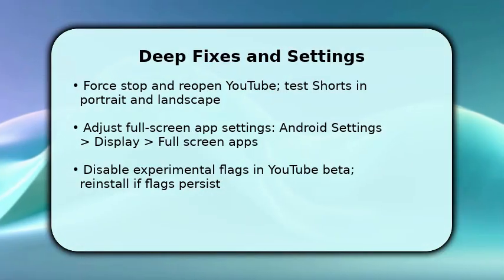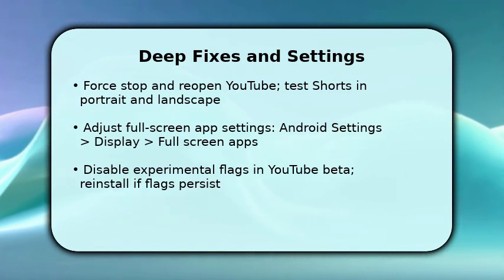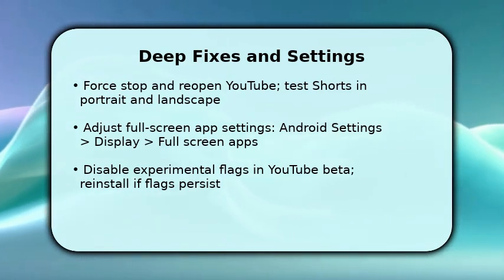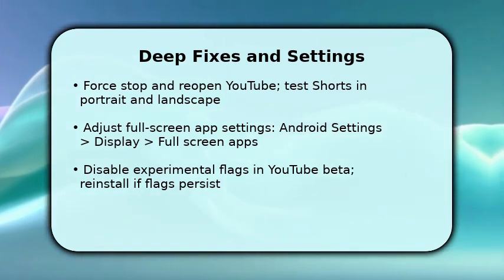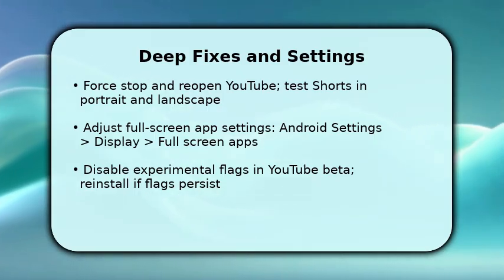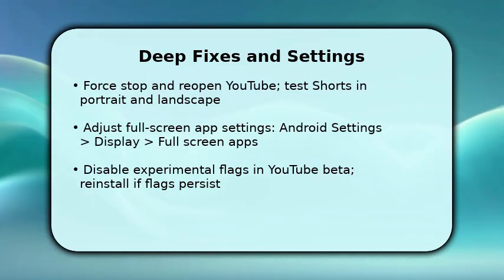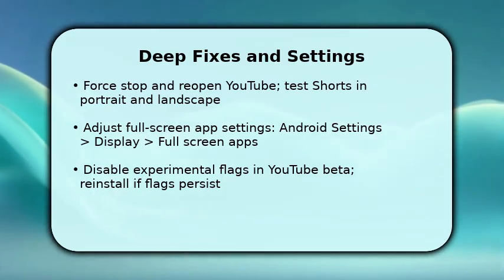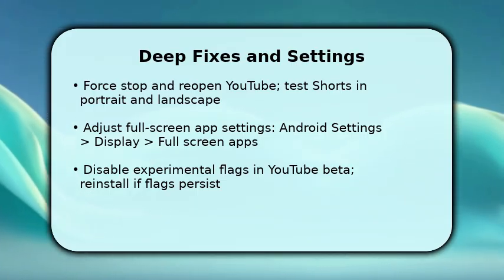Now you dig into app and system settings. Force stop YouTube and relaunch to reset its view state. Test a short in both portrait and landscape to isolate orientation issues. Next, go to Android display settings and explicitly allow YouTube to use full screen. On iOS, check display zoom in settings display. If you're on YouTube beta, disable any experimental flags because they often break full screen.